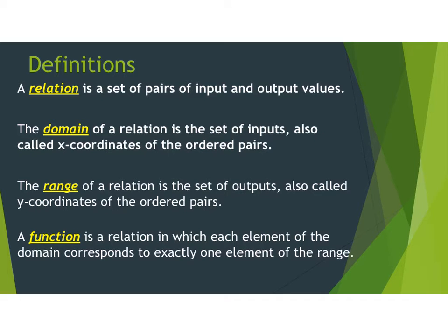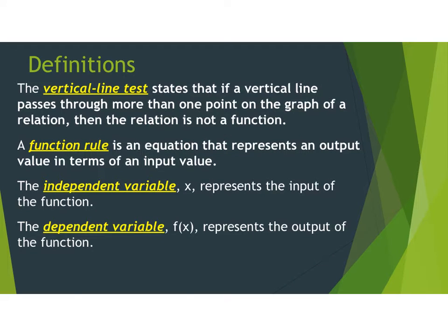A function is a relation in which each element of the domain corresponds to exactly one element of the range. The vertical line test states if a vertical line passes through more than one point on the graph of a relation, then the relation is not a function.